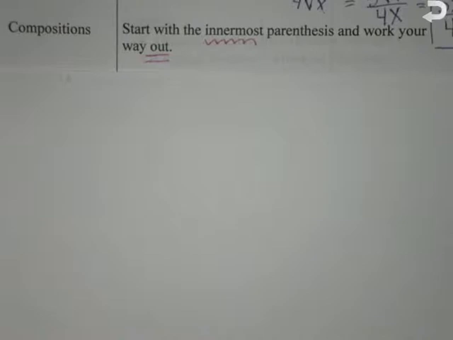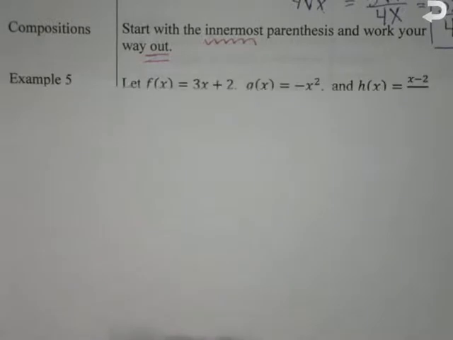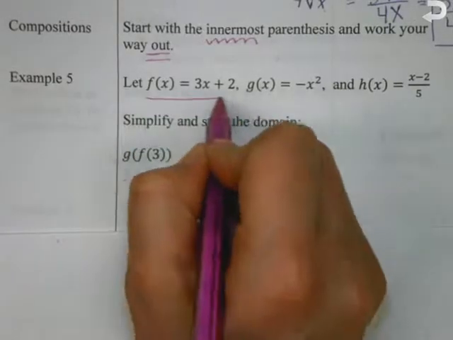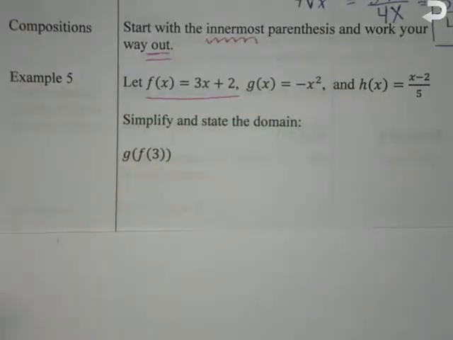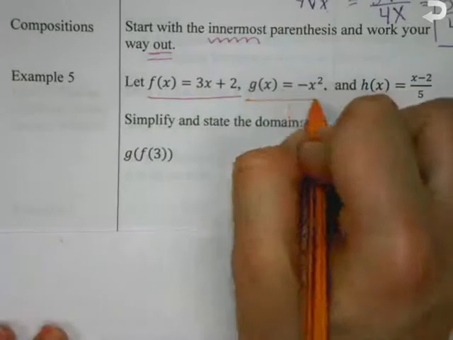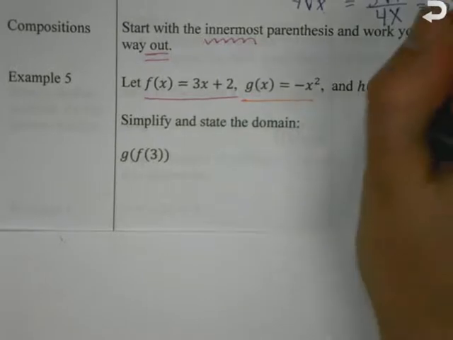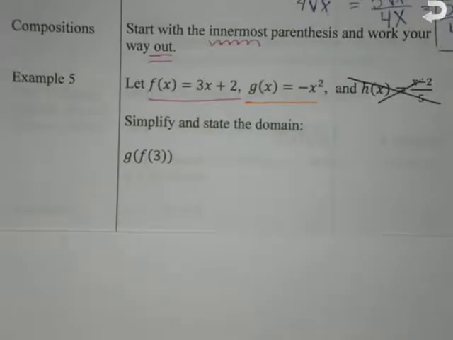Okay, so example 5. We have f of x, which is equal to 3x plus 2, and g of x, which is equal to negative x squared. Don't worry about h of x. We're only going to do one example, and it doesn't have h of x in it. So just write down f of x and g of x.